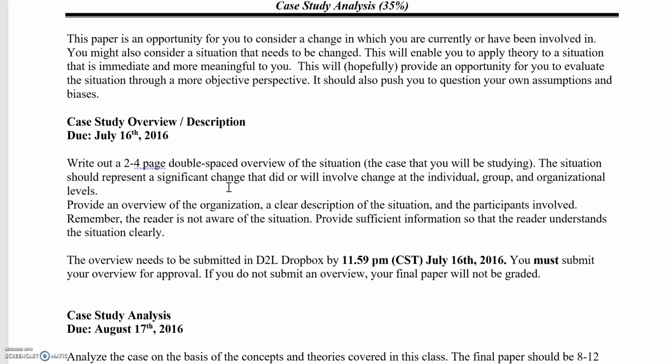Remember, as the reader, I do not know this situation at all. So you need to give me enough information so that I can comprehend what's happening clearly. My suggestion is, we have 4 case studies in the course that we're going to be discussing. Look through them, think of how you want to frame your case study. They could be a template, an example for you to model.